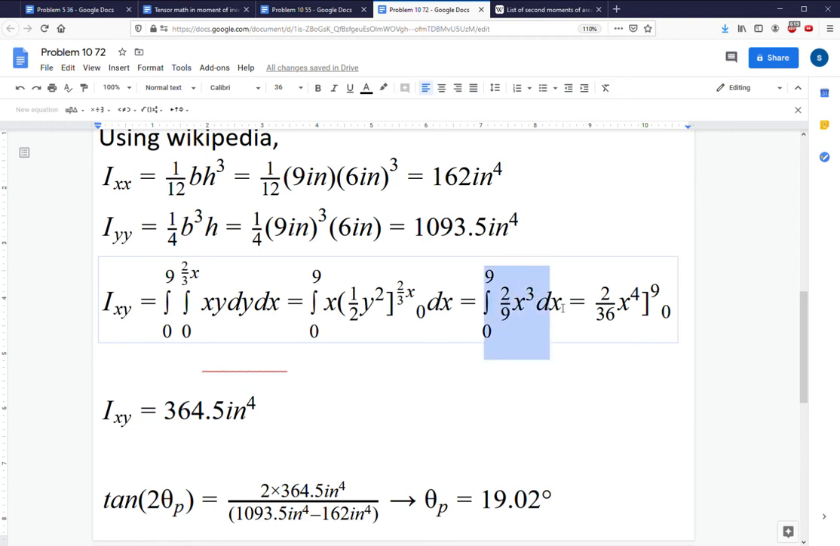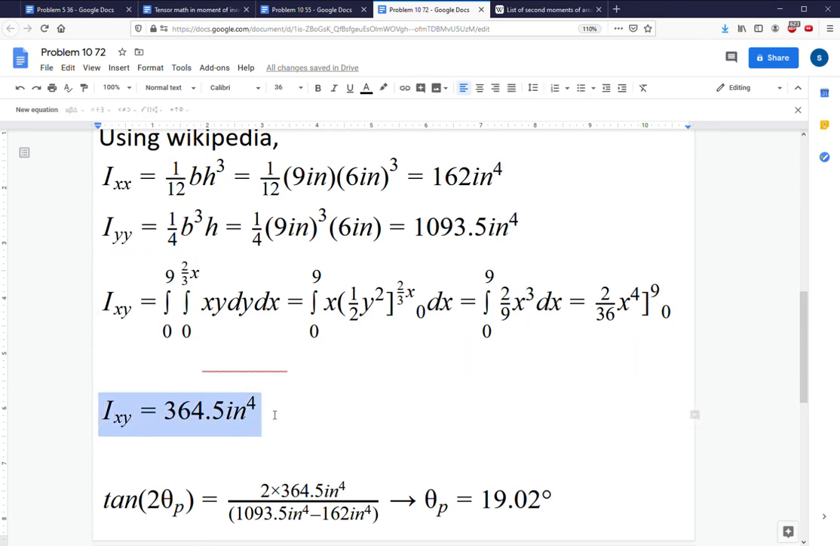Now for the outer integral, the integral of 2/9 x cubed from 0 to 9 is, integrate this, becomes 2/36 x to the 4th power from 0 to 9. Plug in our bounds of integration, and we get that the Ixy, the off-diagonal component, is 364.5 inches to the 4th power.